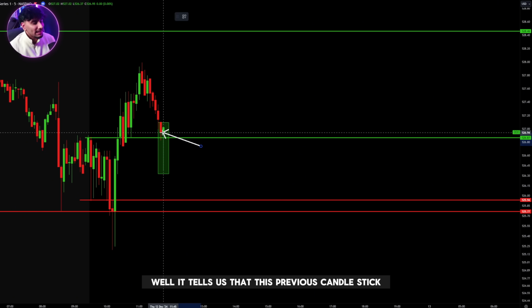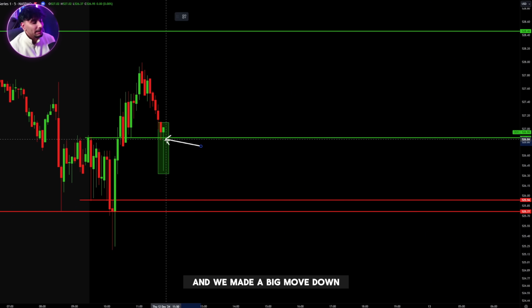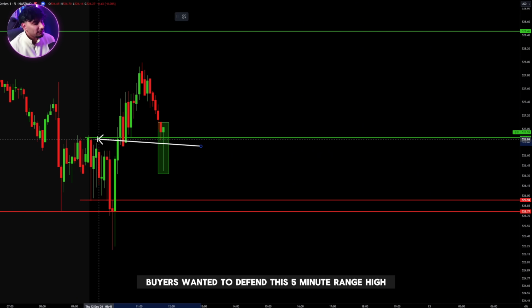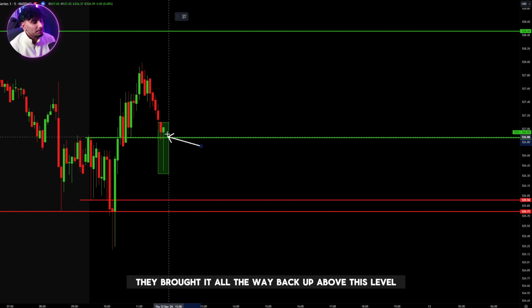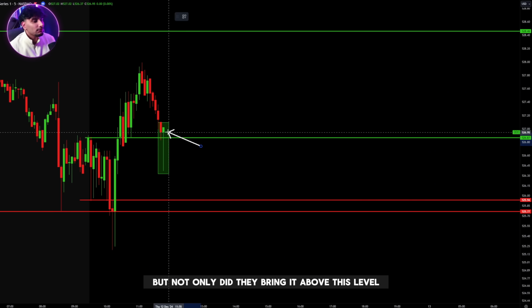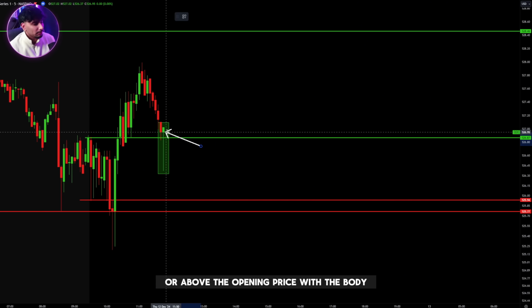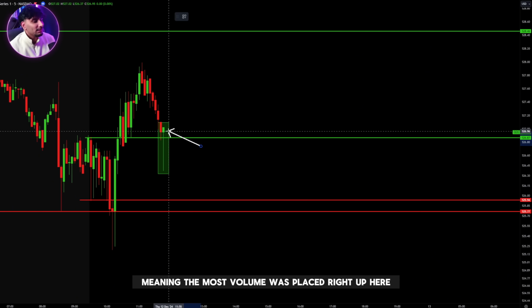Well, it tells us that this previous candlestick closed at the low of the previous body. We opened up this candlestick right beside, and we made a big move down and sellers were in control. However, as we came down, buyers wanted to defend this 5-minute range high, and therefore they brought it all the way back above this level. But not only did they bring it above this level, they actually closed it at a new high of the candle or above the opening price with the body, meaning the most volume was placed right up here.